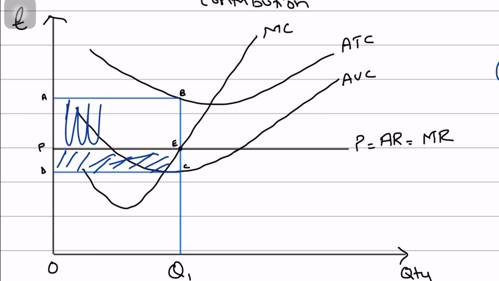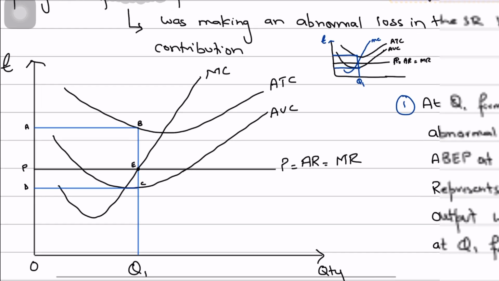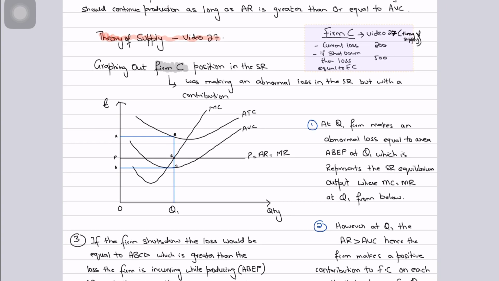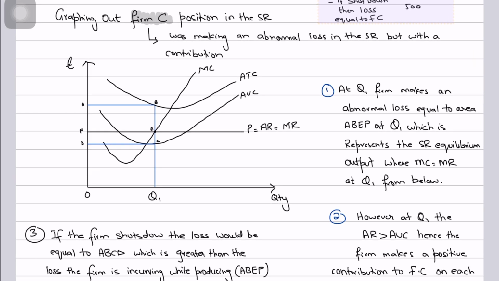This is your loss area, while this below rectangle is your contribution. We've already seen that. I just told you at the start of the video as well, by the way. And I have written these things down as well. So first of all, we can clearly see that the firm should not shut down, right? The firm is making an abnormal loss in the short run, but it is making a loss with a contribution. So at Q1, the firm makes an abnormal loss. Yes, it does make an abnormal loss, which is equivalent.